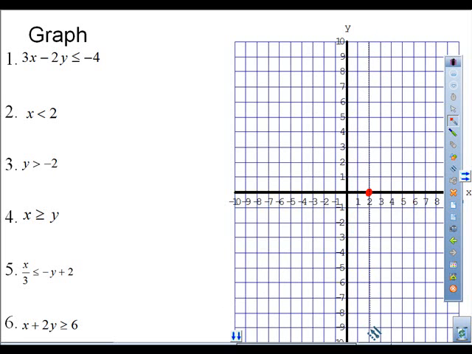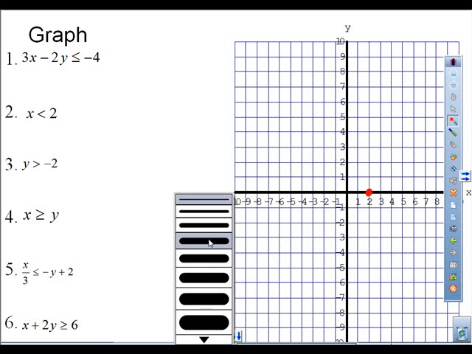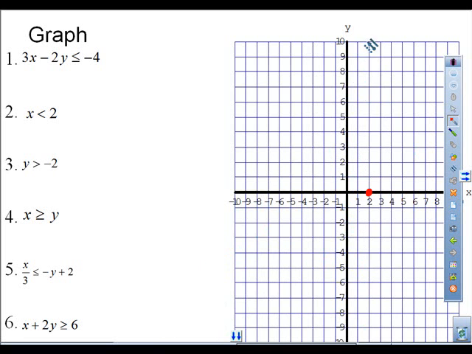It's going to be kind of hard to see. Maybe I should make it a little bit thicker. Let's see if I can make it a little bit thicker. There we go. I guess it's a lot thicker, but you guys get the point.